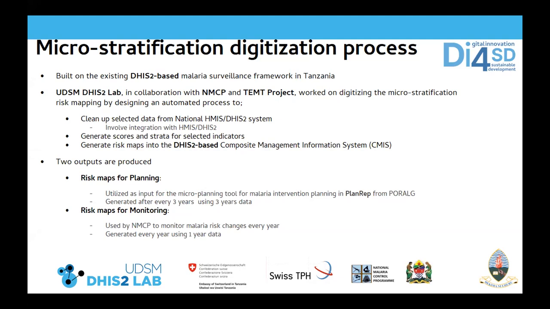So a little bit of what has been done is to take the data from HMIS, clean it up so you have clean data, and then create scores or strata, and then create the risk maps that can be used for micro planning. Major outputs of the stratification were the risk map for planning, which goes to the government to be used during planning, which we call micro planning. The other output is for monitoring, which NMCP uses regularly to look into how the risks are changing over years. The planning output is generated every 3 years, but the monitoring output is generated every 1 year.